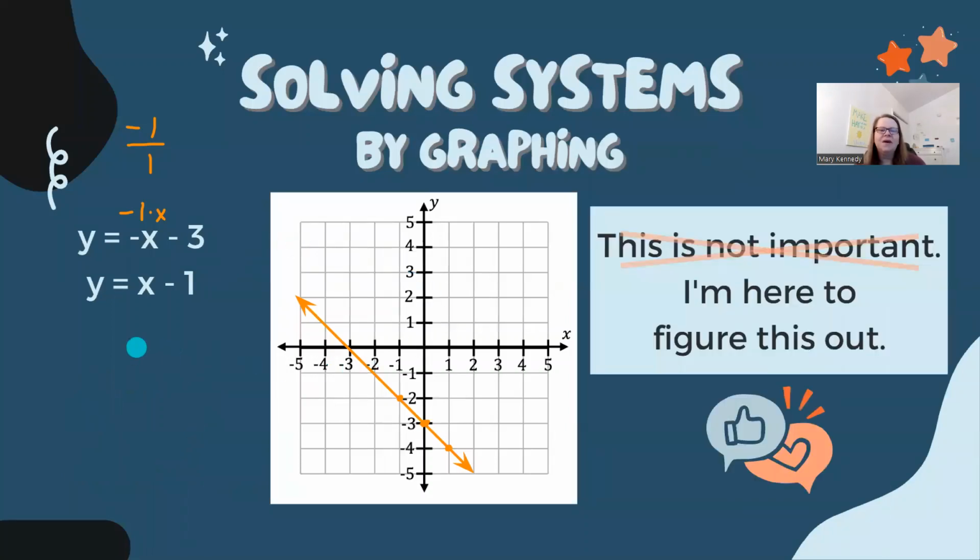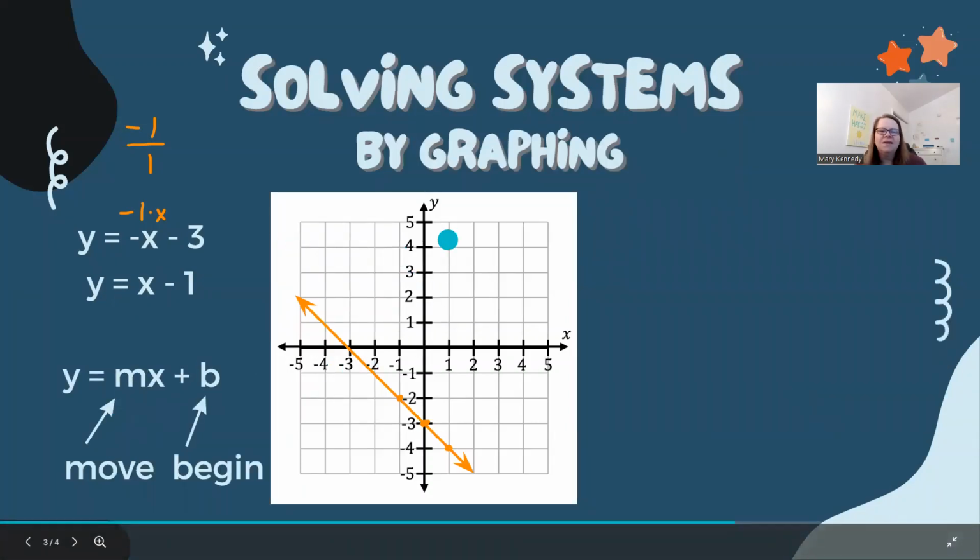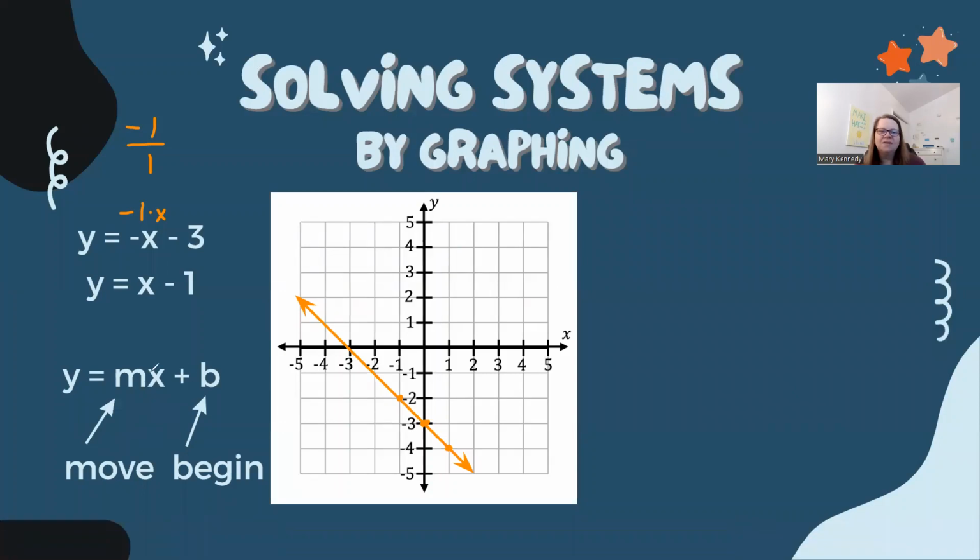So if we know that moving and beginning are going to help us to solve this, then let me change color. Let's do a different color. So for this one, we're going to begin at -1. And this time we have a 1 in front of the X. So we're moving up 1 and over 1, rise 1, run 1. So we can go this direction like this. And let's plot that one. It's going to end up looking like this.